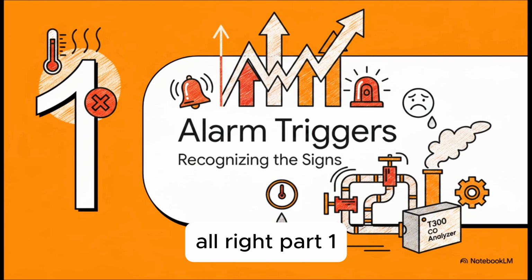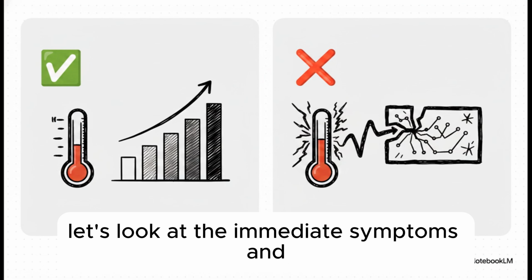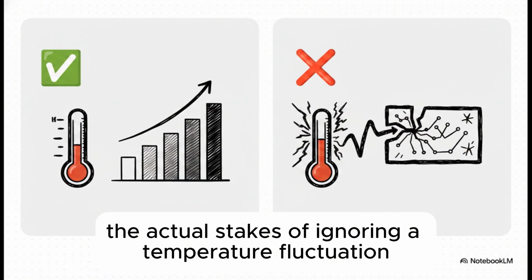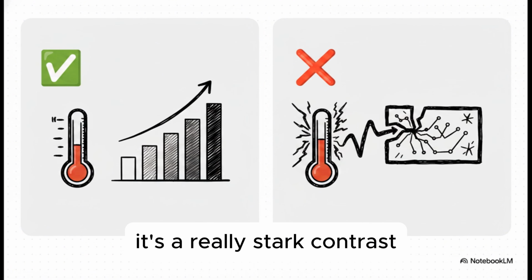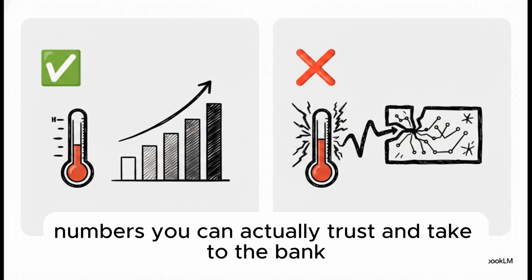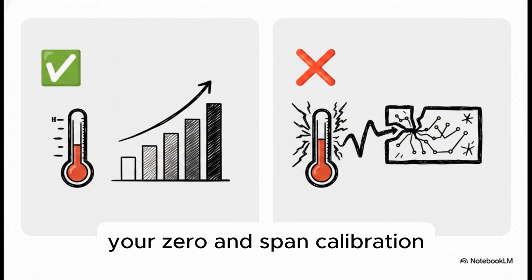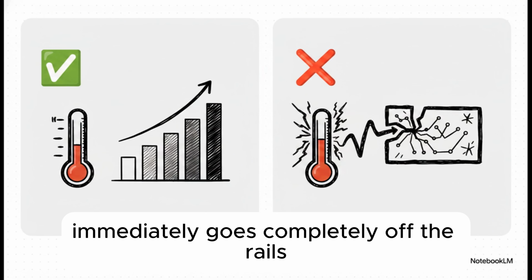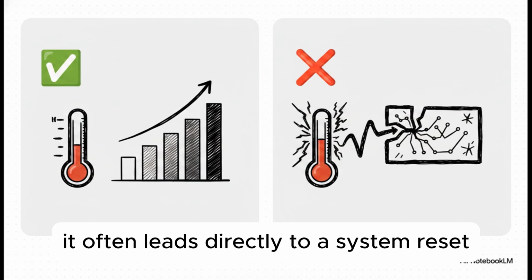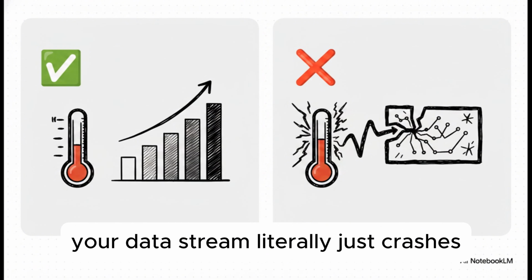All right, part one, the temperature alarm trigger. Let's look at the immediate symptoms and the actual stakes of ignoring a temperature fluctuation. It's a really stark contrast. On one hand, a stable temperature means reliable data, numbers you can actually trust and take to the bank. But once that internal temp drifts, your zero and span calibration immediately goes completely off the rails. It often leads directly to a system reset or those super frustrating invalid data flags. Your data stream literally just crashes.